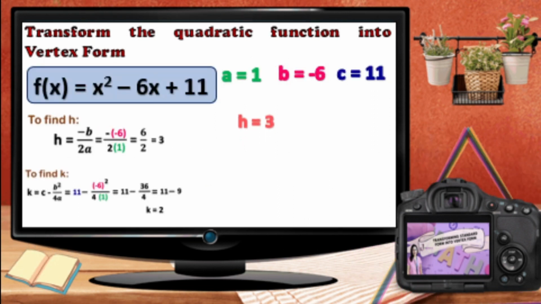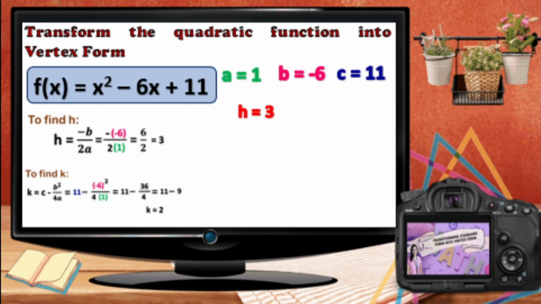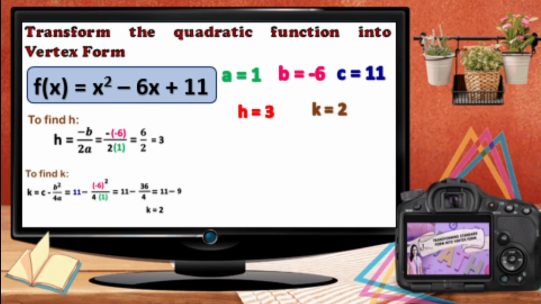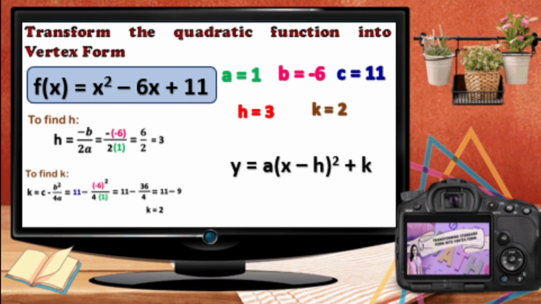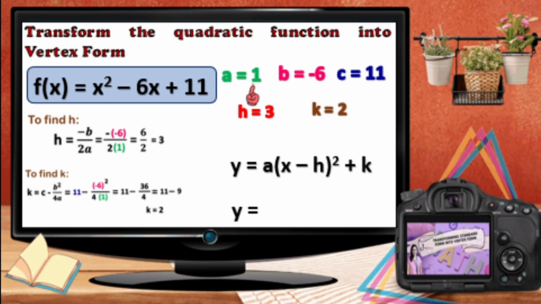We obtained the value of h, which is 3, and k, which is 2. So we substitute these in our vertex form, which is y is equal to a quantity x minus h squared plus k. So, y is equal to a. What is the value of a? The value of a is 1. Since it is 1, it is an imaginary 1, so we no longer rewrite it.